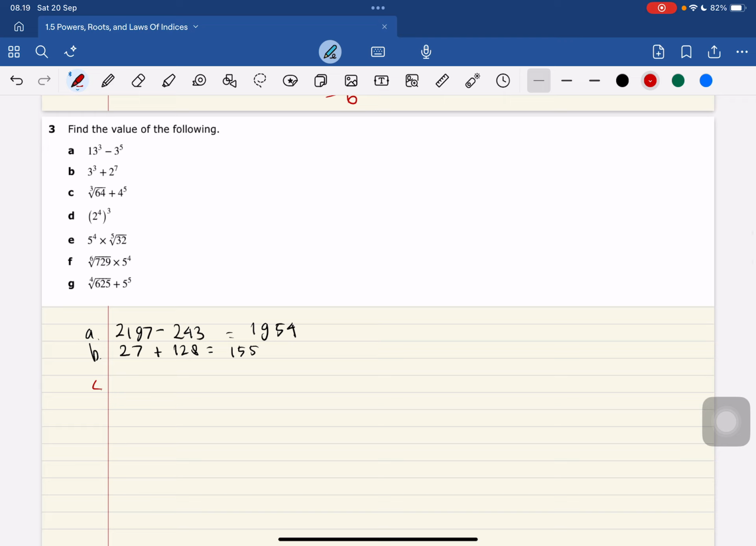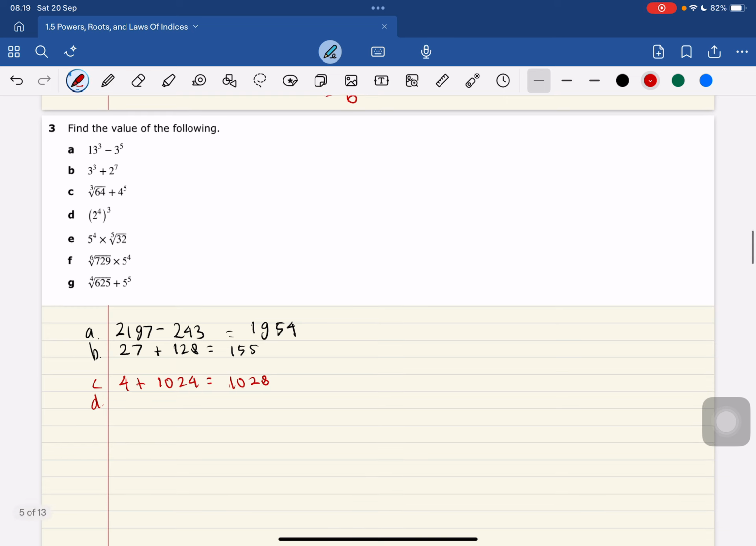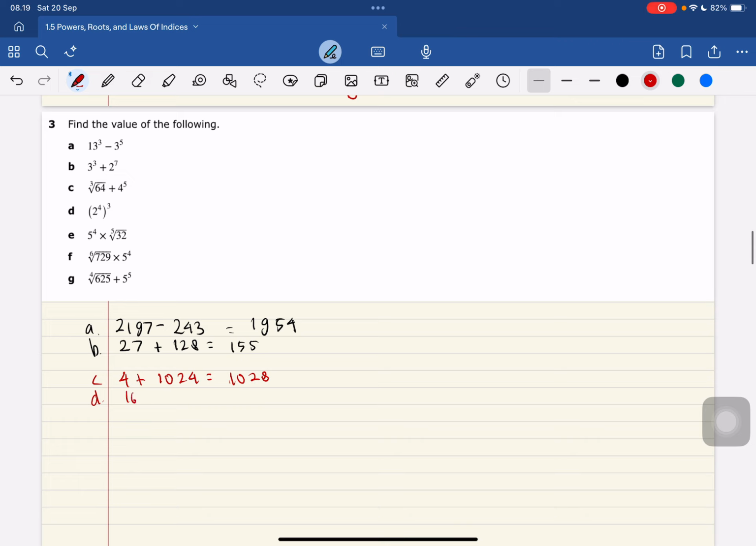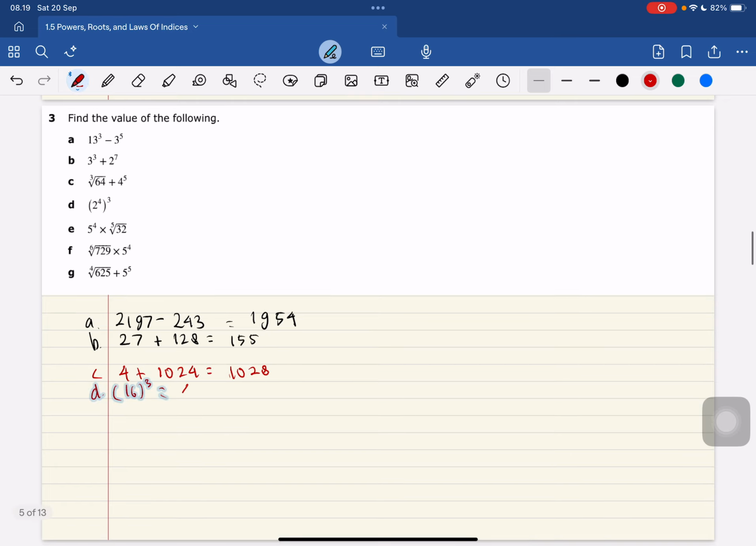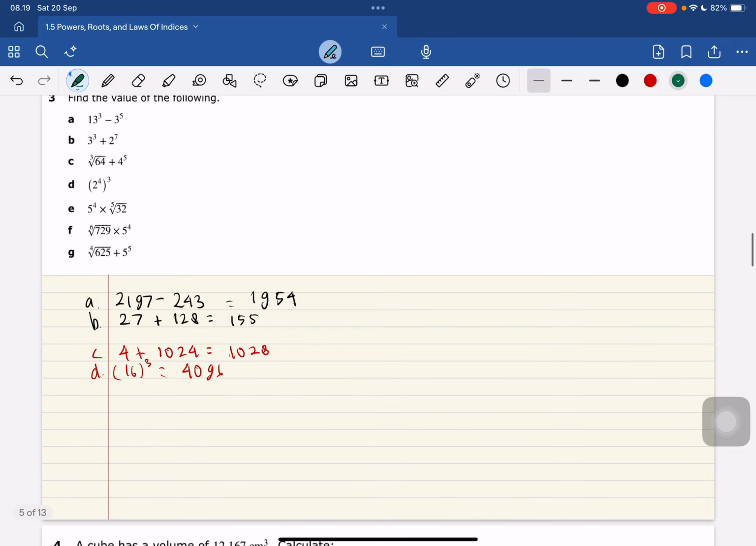Cube root of 64, which is 4, plus 4 power of 5, which is 1024. So let's add: it's going to be 1028. Next, for D. Okay, we have 2 power of 4. It's going to be 16, and we make the 16 power of 3. 16 power of 3 is going to be 4096. Next question, for E.